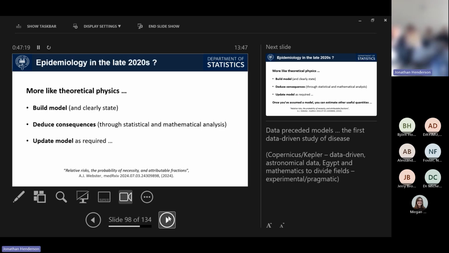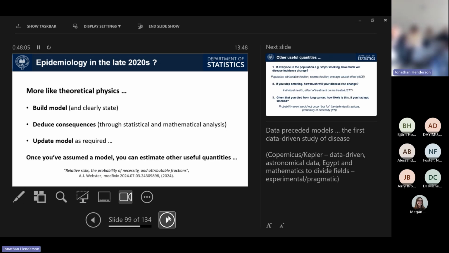So what I think is going to happen over the course of the next decade or so, these changes often happen very quickly when they do occur, is I can imagine epidemiology becoming a lot more like theoretical physics in terms of thinking in terms of models. So you're building your model and you clearly state it in the form of some sort of causal diagram. We'll then deduce the consequences through statistical analysis or mathematical study, and then you update the model. So you learn a bit more about the disease process, you realize that model was wrong, you change it. And that's what you do in physics all the time. You build a model and you test it to destruction and you update it.